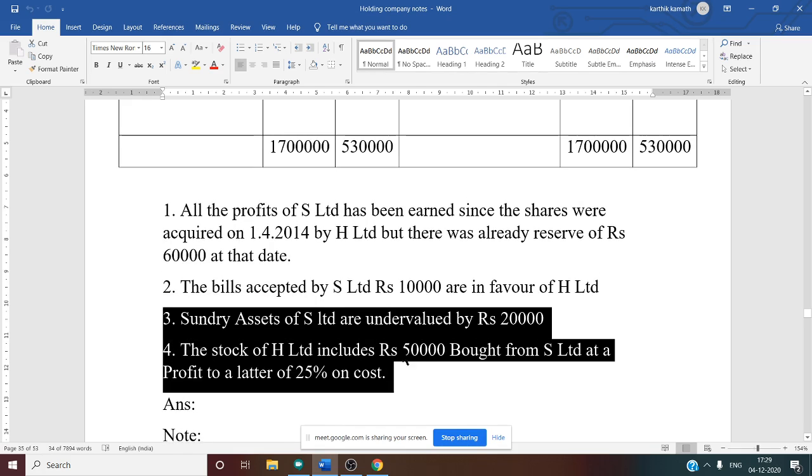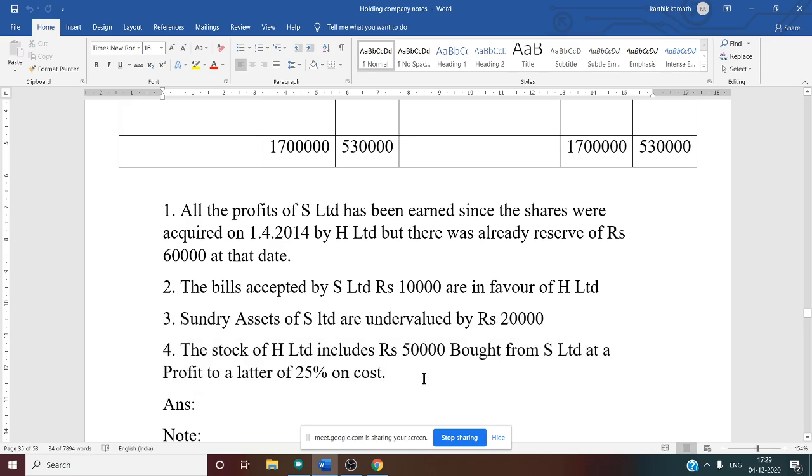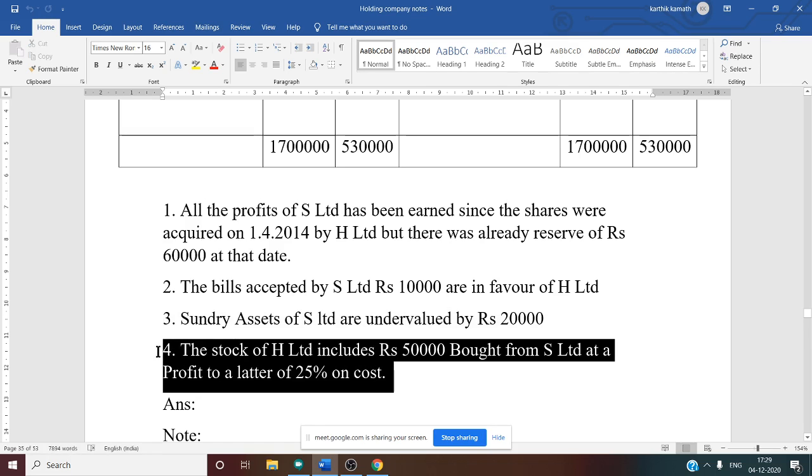That is why if there is any loss, you have to deduct. Then if you see the fourth adjustment, the stock of H Limited includes 50,000 bought from S Limited. So here, S Limited, the subsidiary company, is supplying the goods to the holding company. That is clear. What is the worth of the goods? 50,000, at profit to the latter.